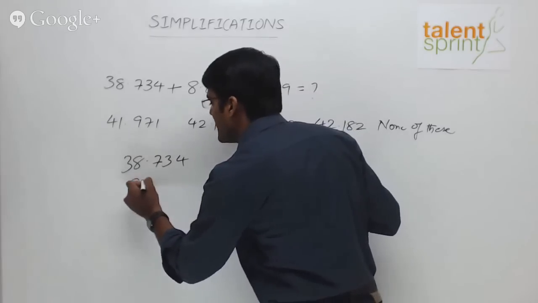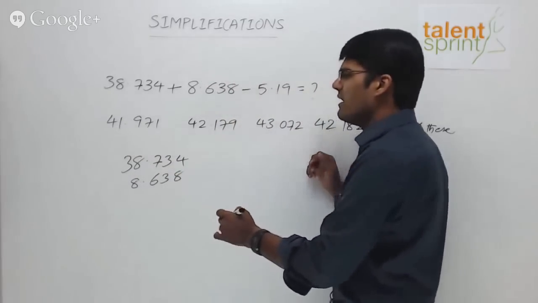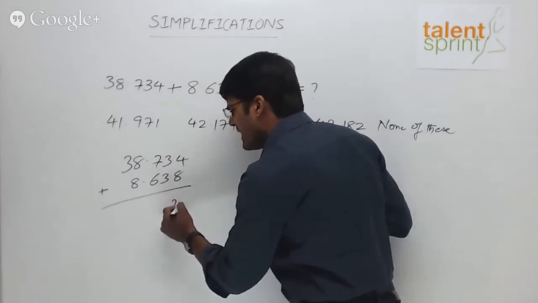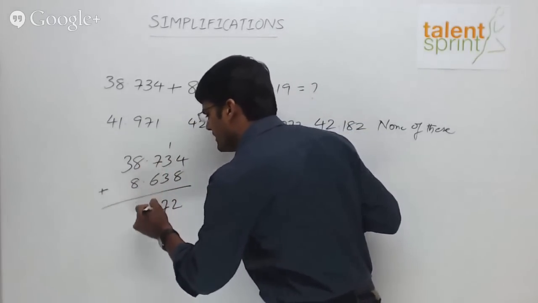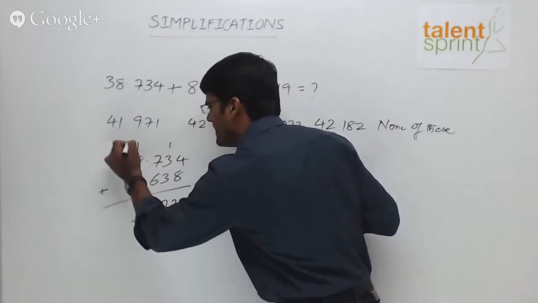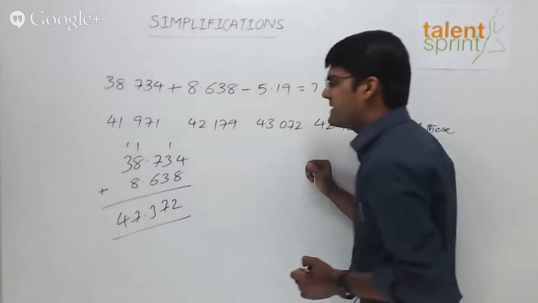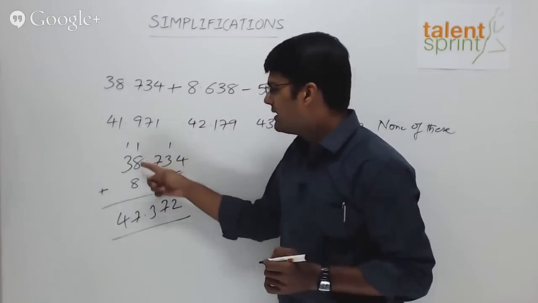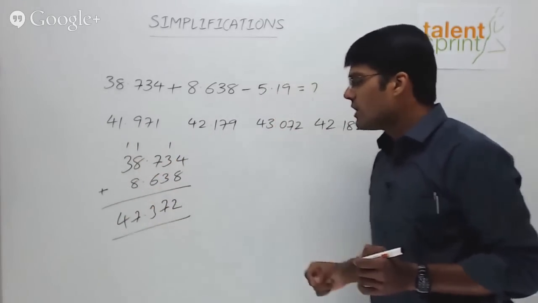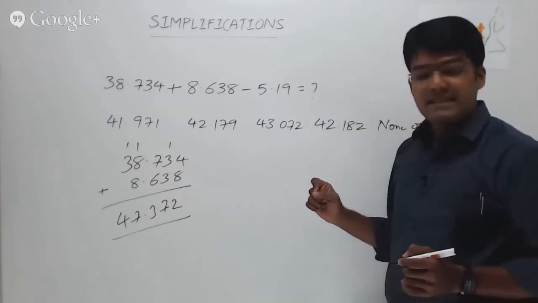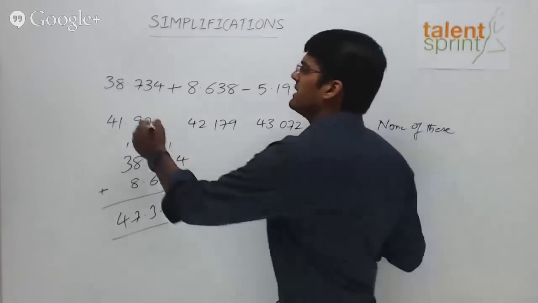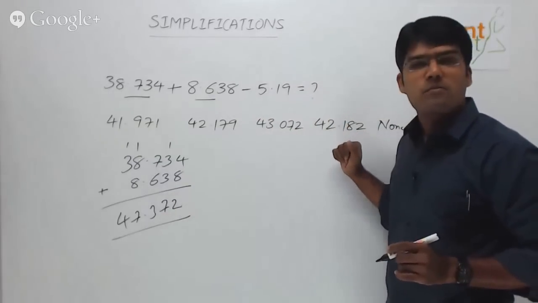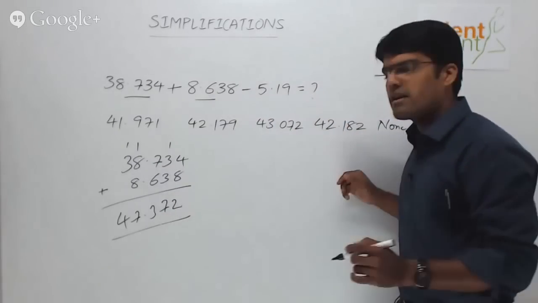38.734 and then 8.638, right? So let's add these two values first. What happens when you add 4 and 8, 12, this will give you 7, this is 13, 16 and 1, 17, and this is 4. So 47.372, yes or no? 47.372 is the sum of the first two terms. Now from this sum, we need to subtract 5.19. That would give us an answer.